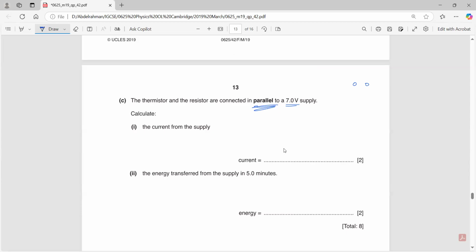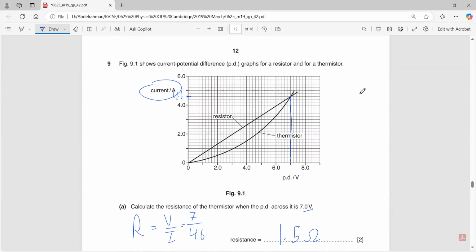Yes, just to show you have the supply, the resistor, for example, and then the other one is the thermistor. They both have 7 volts. Can I find the total current of this circuit? Yes, from the graph. We said that the thermistor would have a current of 4.6 at 7 volts, and the resistor would also have a current of 4.6 amperes.